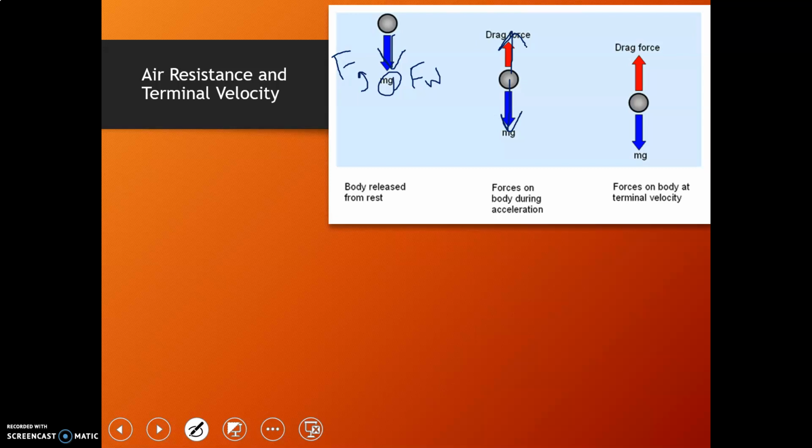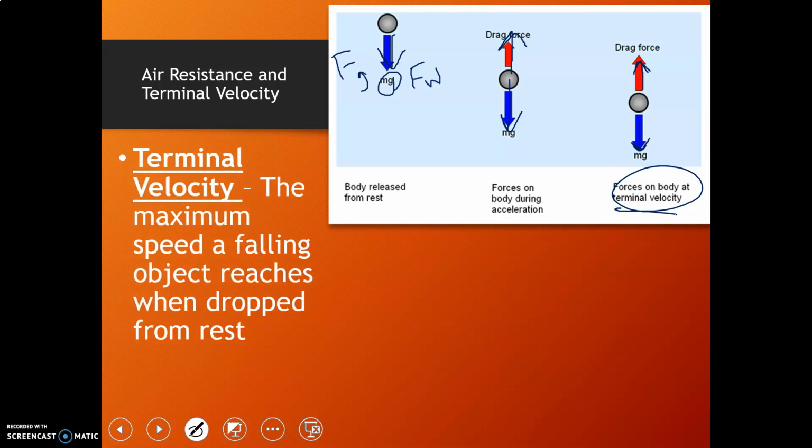As it continues to fall, you'll notice that this drag force gets larger. And eventually, the drag force is going to be equal to this gravity force. So these arrows are the exact same length. When these forces are the exact same length, the body is at terminal velocity. Terminal velocity is the maximum speed a falling object reaches when dropped from rest.